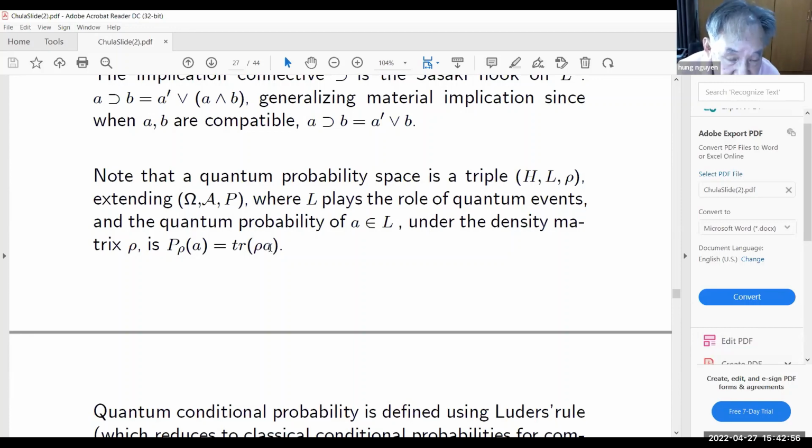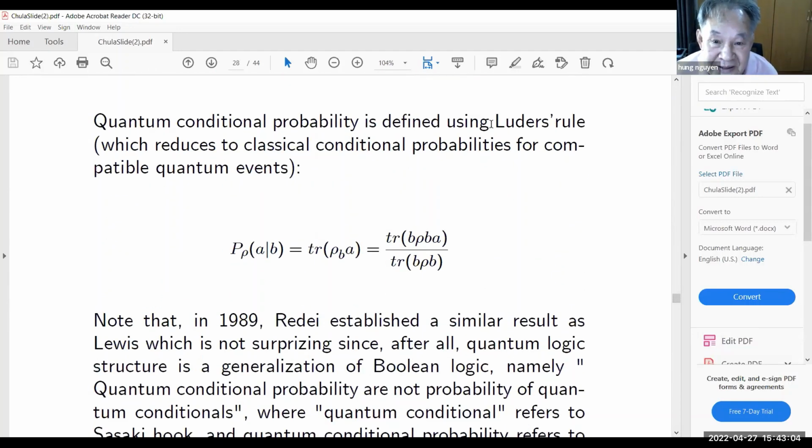There's no confusion here, and that is part of the Luder rules that we come to now. Quantum conditional probability is defined using the Luder rules, which reduce to classical probabilities for quantum events. And here is the formula. Think about A as an event in the classical case. What is the conditional probability of A given B classically? You will say the probability of A given B equals the probability of A intersection B over the probability of B.